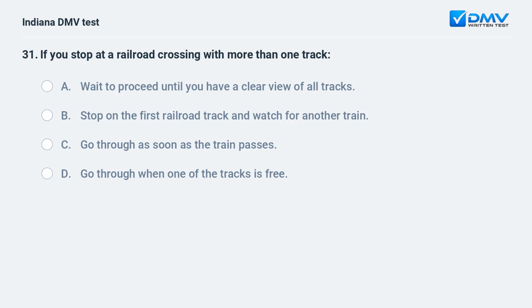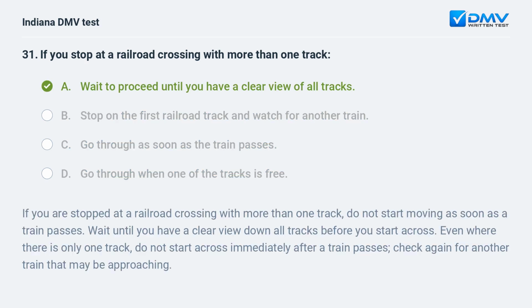If you stop at a railroad crossing with more than one track. A. Wait to proceed until you have a clear view of all tracks. B. Stop on the first railroad track and watch for another train. C. Go through as soon as the train passes. D. Go through when one of the tracks is free.